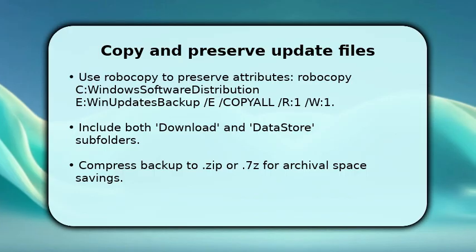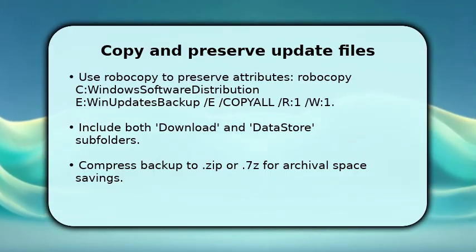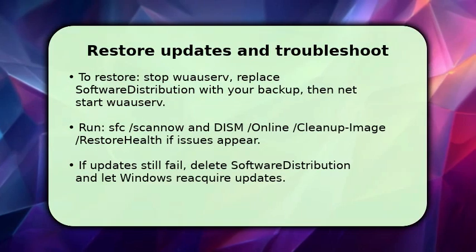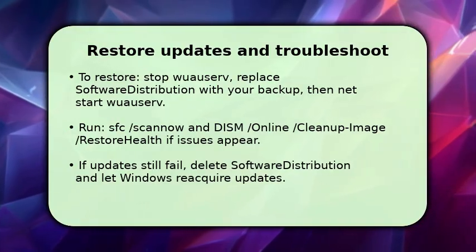To restore, stop the Windows Update service again and replace the C:\Windows\SoftwareDistribution folder with your backup copy. Then restart the service using net start wuauserv and check Windows Update.